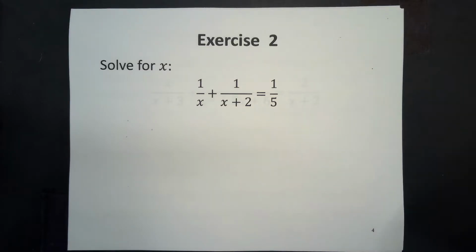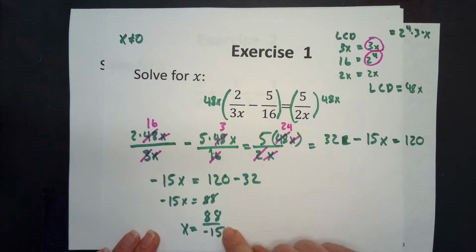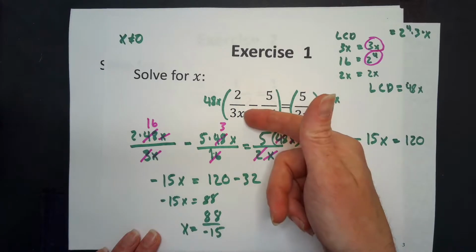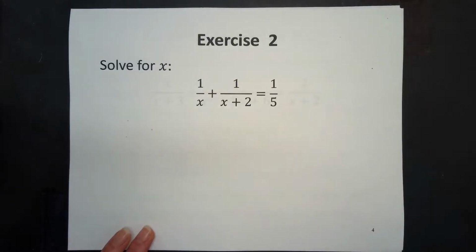Oh, one thing we didn't check. Since this is our answer, we had to check it against our restrictions, and we could see that the answer wasn't 0. And you could always plug it into your calculator, and it should work out if you plug in 88 over negative 15 for your x. Do the same thing here.